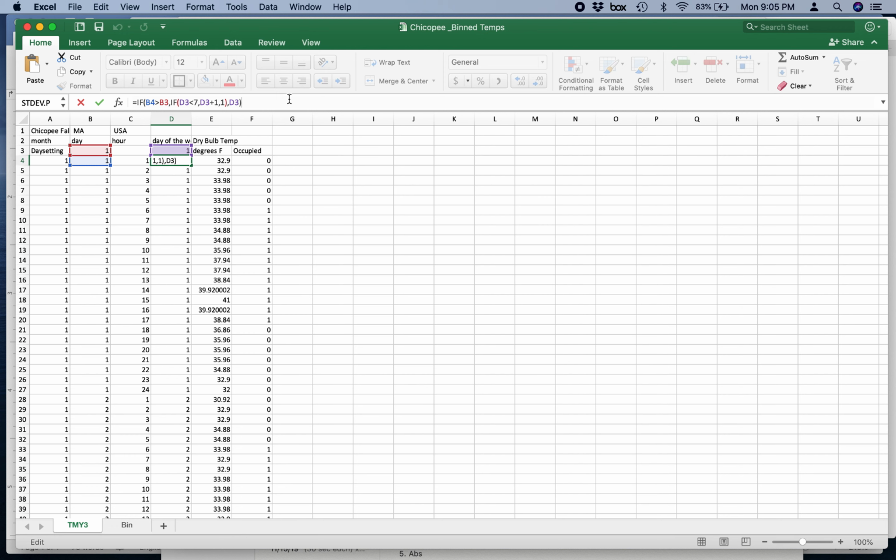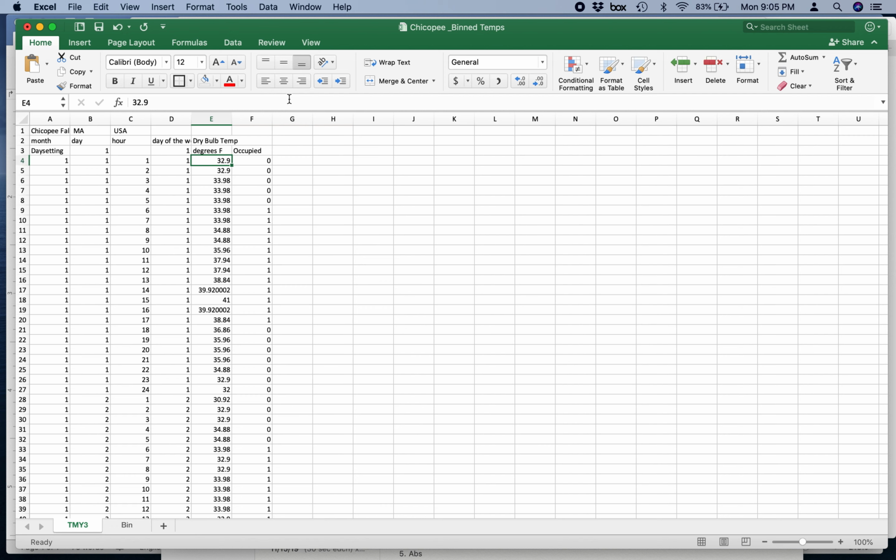But once we get to these other days of the week, we need to generate that through, and so it multiplies by 1, and then it says otherwise just make it the same day because we're going for 24 hours. So simple formula that gives us a rough approximation of what day of the week it is. And remember, it's a fake year. It's not a real year. But the weather file, again, is normalized.